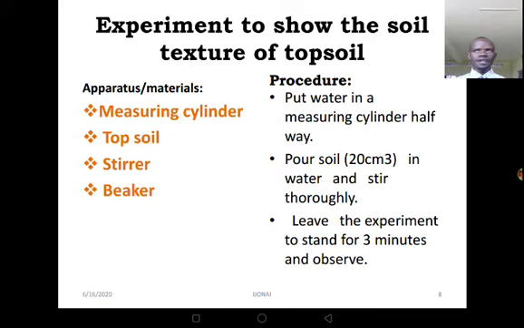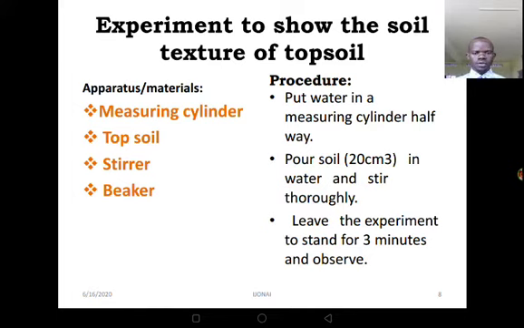We know a measuring cylinder has different capacity. We have some measuring cylinders which go up to around 100 milliliters. Others are for 50. We have some for 25, 10. But in this case, we are going to use a measuring cylinder of 100 milliliters. Now, after putting water in a measuring cylinder halfway, so out of the 100, we are going to fill that measuring cylinder up to a half, and that is around 50 cubic centimeters.